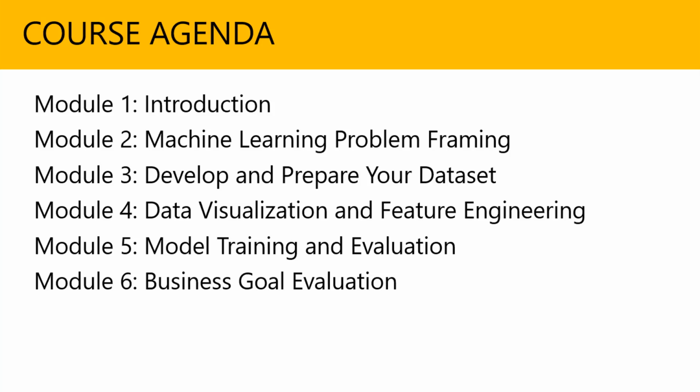There are about 6 modules within this particular course. Module 1 is all about the introduction and the structure of the course. Module 2 is machine learning problem framing. That's really a good start because you'd like to know whether a particular area where you would like to implement machine learning technology is viable or not. So in Module 2, we'll take a look at the different areas that machine learning can help us with. Essentially, the problem framing concept will be explained in Module 2.